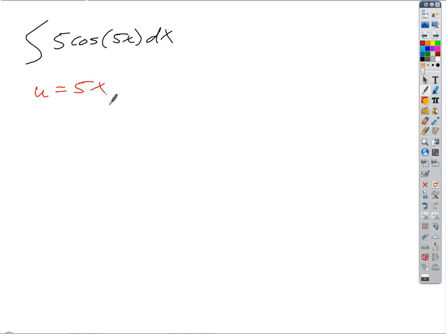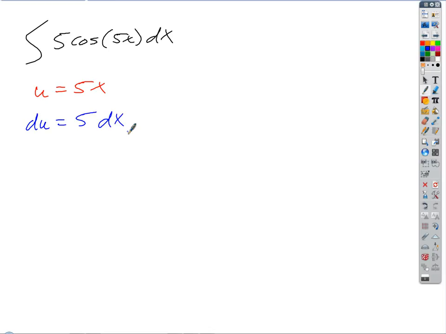So if u equals 5x, but du could equal 5 though? Well, no, u is just 5x. Whenever we define a u, we have to know what its derivative is also. So the very next step is always, what's du? 5 dx, right? Okay.